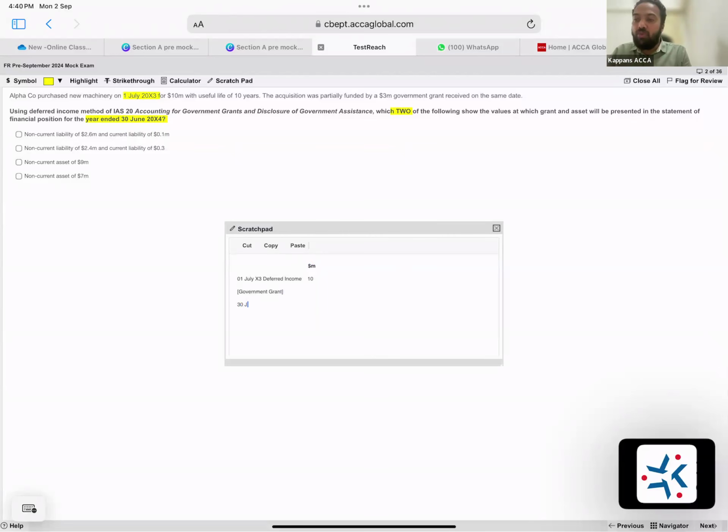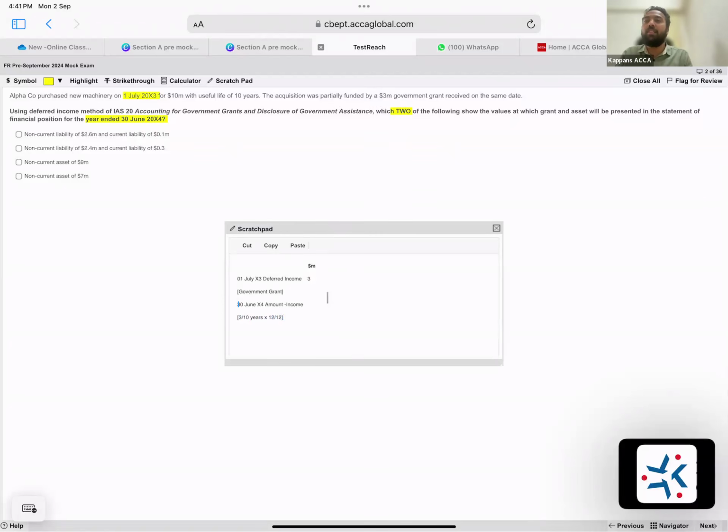So at 30 June X4, the year end, an amount will be recognized as income in SOPL. An amount recognized as income in SOPL will be based on the depreciation method. Since the question is silent, we'll have to assume it is a reducing balance method, and the government grant received was actually, sorry, that's a correction. The government grant received was actually 3 million. So the 3 million, and the amount recognized as income is 3 million, the grant, divided by 10 years, the useful life. And don't forget about time proportion.